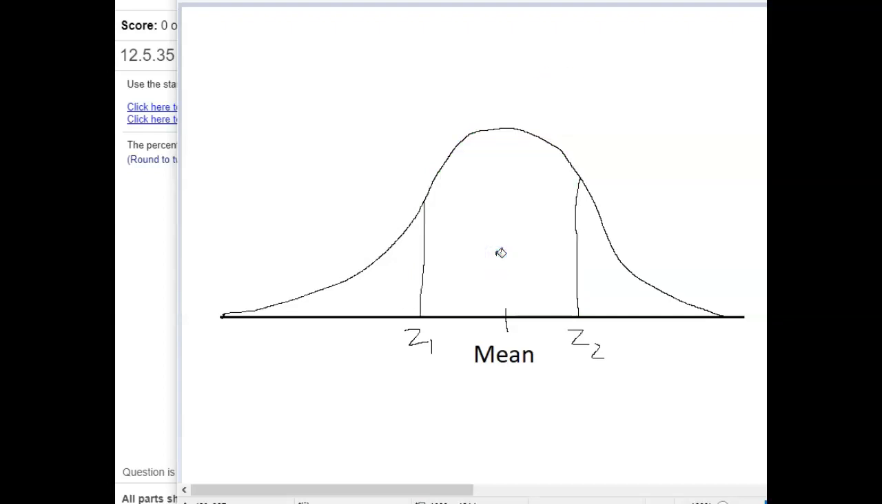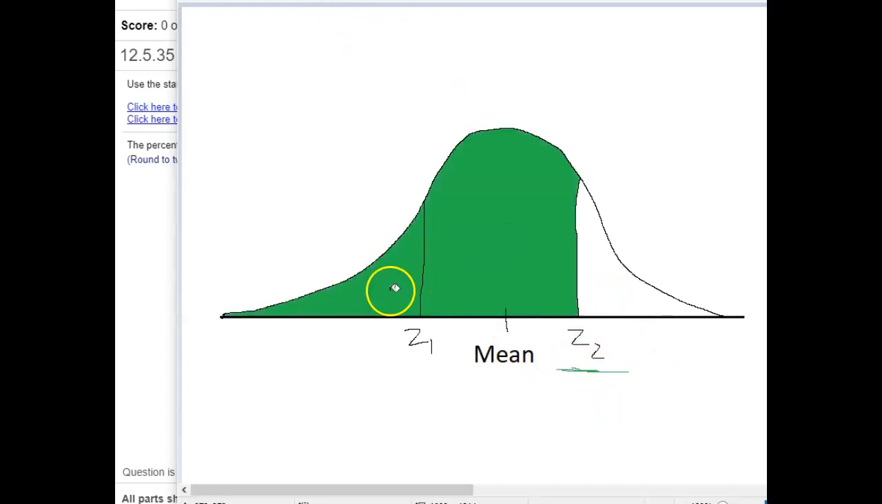Well, if we look up anything in the table, what we're going to do is look up this one that's further to the right, the larger z value. This one right here, we'll look that one up first. The answer we get back from the table or Excel will be all the data to the left of it, all the way down to the end of the distribution. So you can see the part we want to get rid of is the part right here in the tail. I'll color it in red. We want to get rid of that.